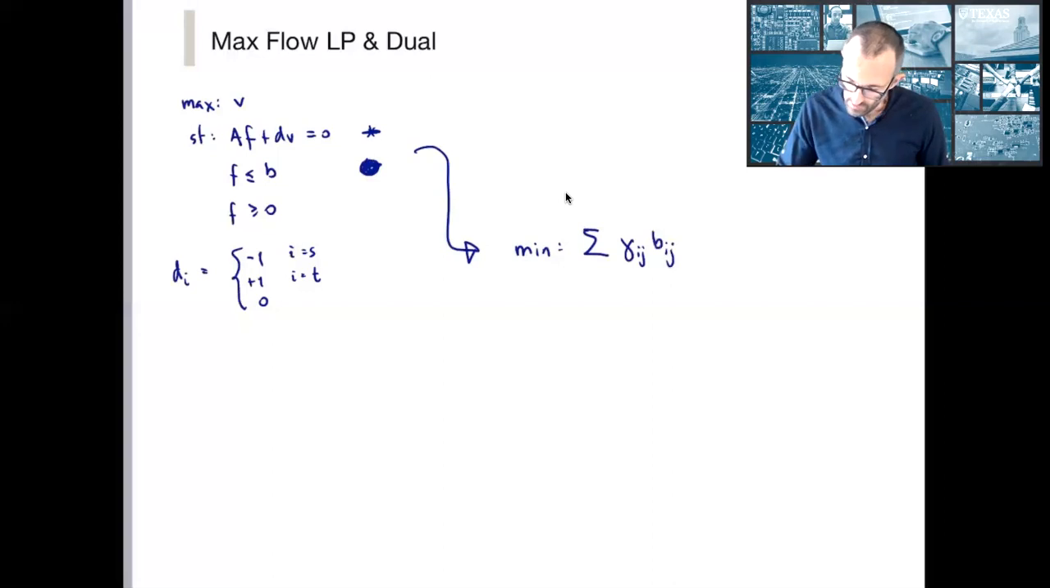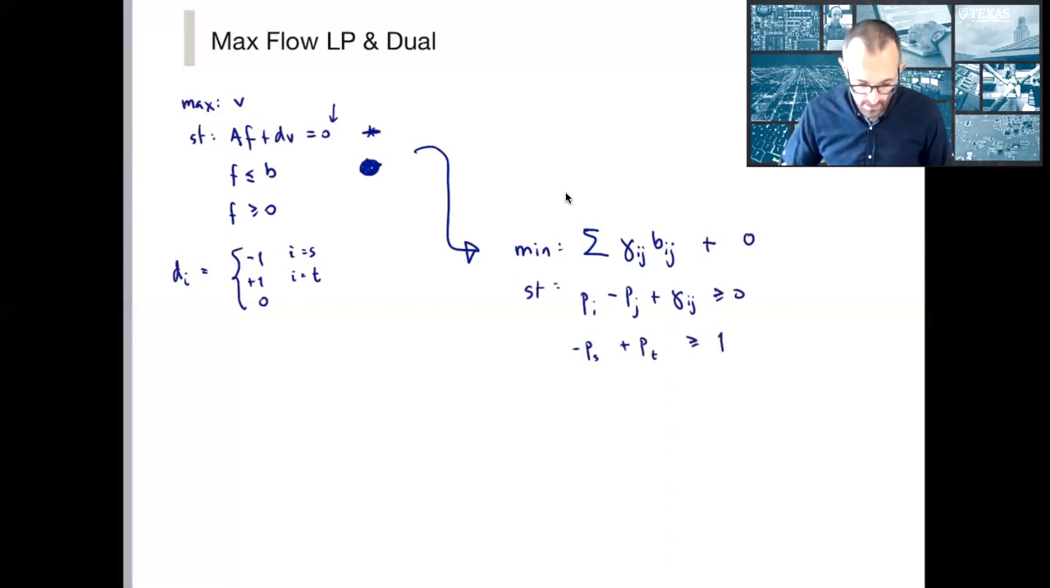And you can see that my dual variables that correspond to nodes are going to have a 0 in the objective because there's this 0 here. Subject to Pi minus Pj plus gamma ij greater than or equal to 0, minus Ps plus Pt is greater than or equal to 1. Gamma ij is non-negative and P is free. So just practice, make sure that you feel comfortable with that being the dual.